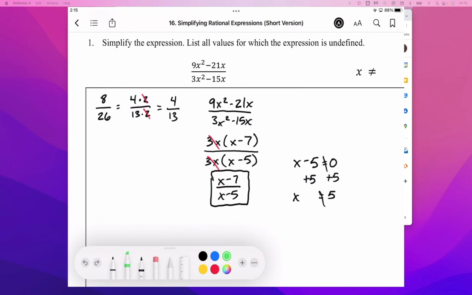simplified fraction. I'll be back with another video for number 2.